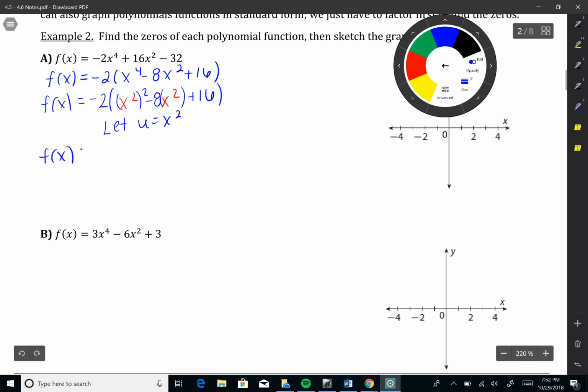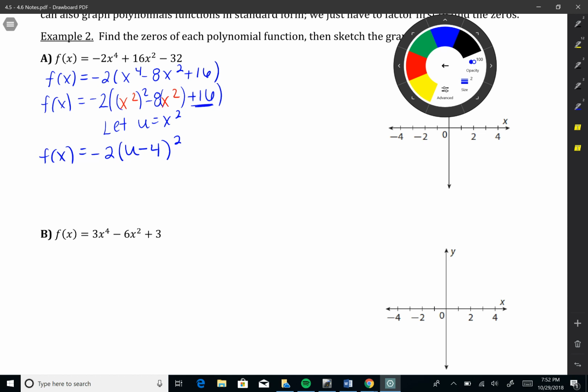And so that would leave me with a negative 2 parentheses. And we ask ourselves, what multiplies to a positive 16, adds to negative 8? And this is actually one of those perfect square trinomials, which would be u minus 4 quantity squared, because we're using u's. All right, now that I've factored it, I'm going to put the x squared back in for the u.